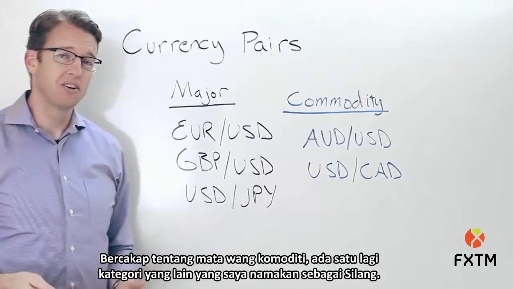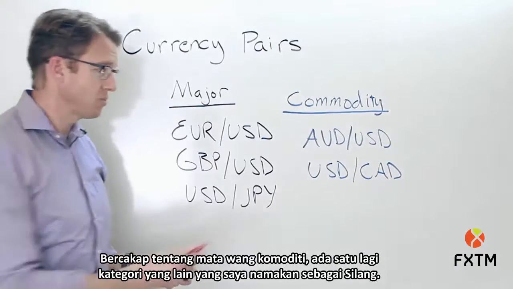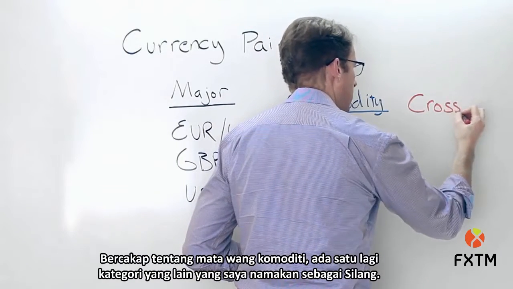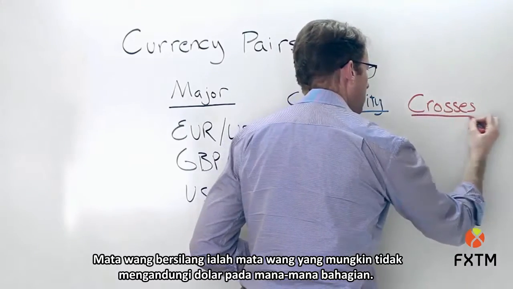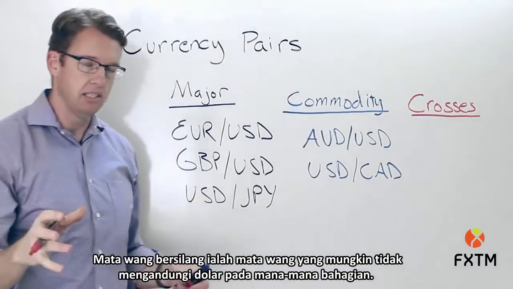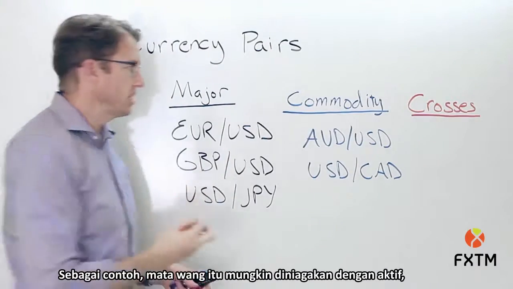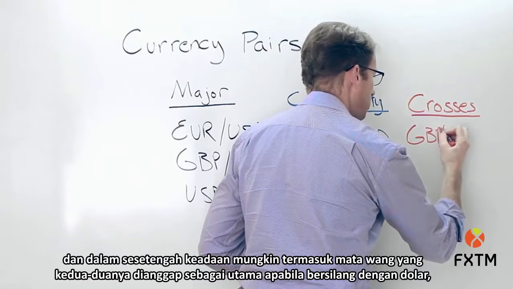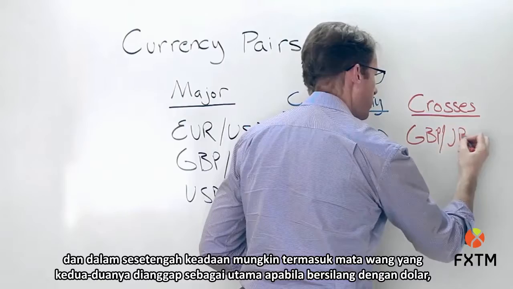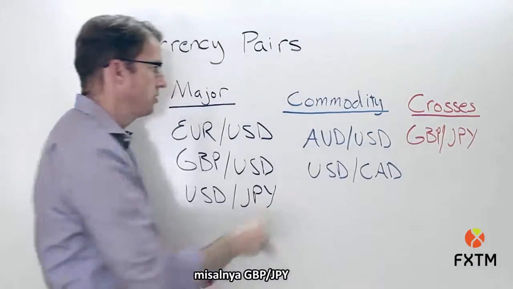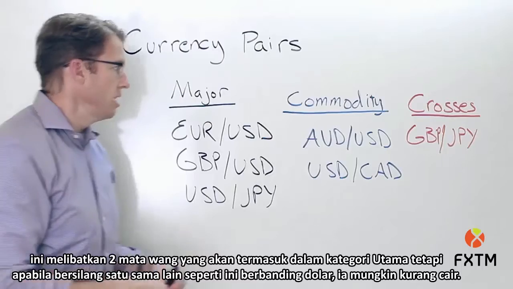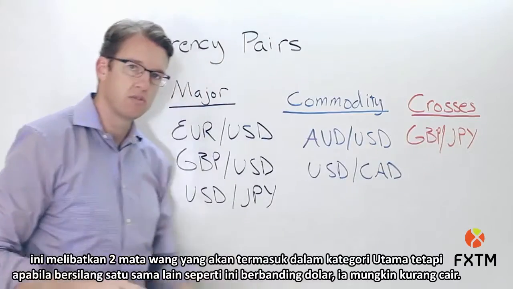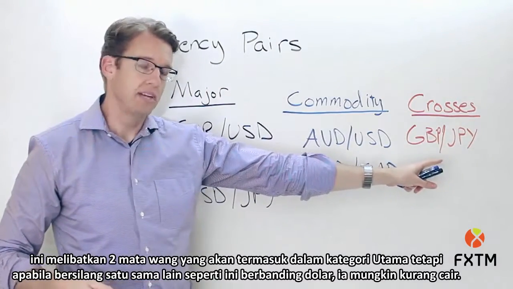Now, speaking of commodity currencies, there's another category I'm going to put them all in: the crosses. A crossed currency is one in which we may not have the dollar on one side or the other. They may be actively traded, and in some cases, they may include currencies that would both be considered majors when they're crossed with the dollar. So for example, take the pound to the yen. That would involve two currencies that fall into the major category, but when they're crossed with each other like this versus the dollar, it likely has less liquidity.